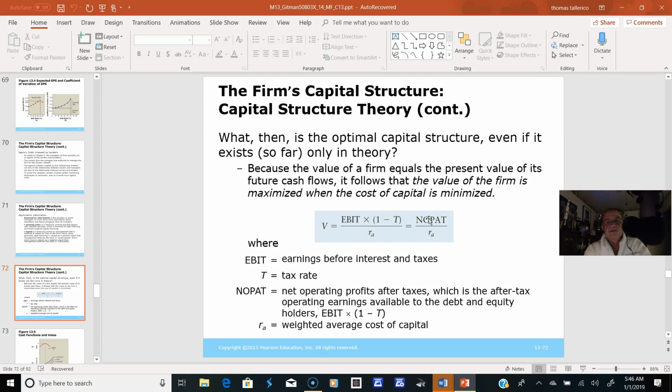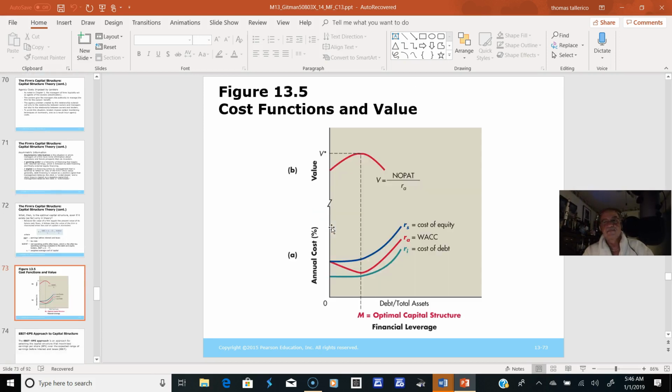So this is simply EBIT times 1 minus your tax rate, which is called net operating profit after taxes, and that's how you calculate that, right? You minimize your cost of capital, and you maximize the value of the firm. So obviously, when this gets smaller, this will get larger, right? And that should be obvious to everybody, right?